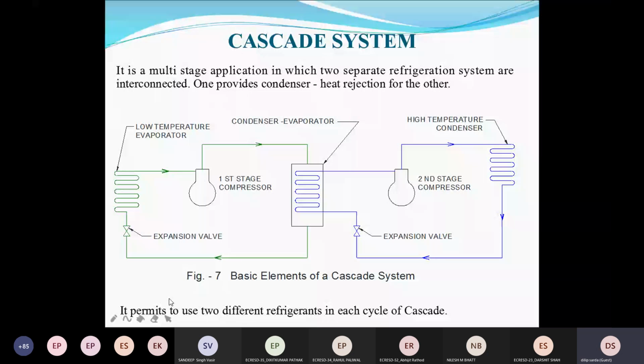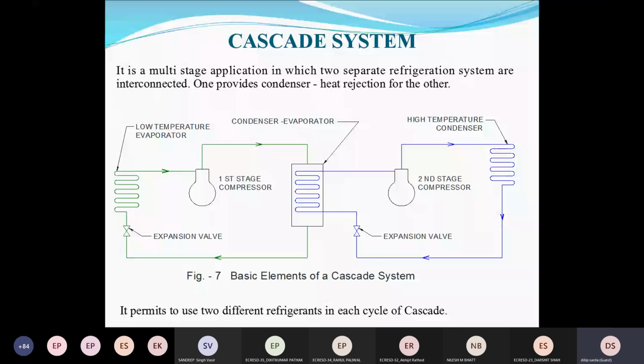Here two different refrigerants are possible, and the same refrigerant can also be used. This system is also used many times. It depends upon what our requirement is. When we want a very low temperature, this system is more prominent, I will say. It permits the use of two different refrigerants in each cycle of the cascade.